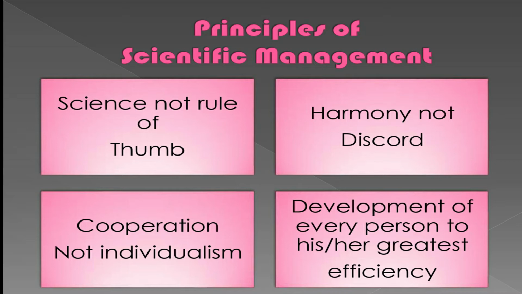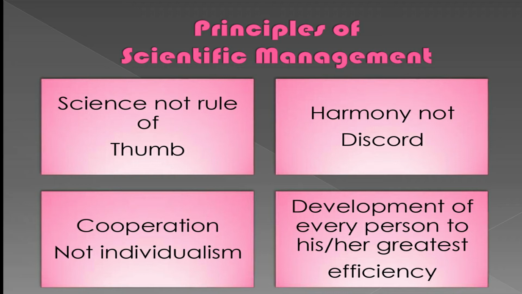The second principle is harmony, not discord. Taylor emphasized on maintaining peace and harmony in the workplace, and there should be no conflict between the managers and the workers. The third principle is cooperation, not individualism. An organization consists of different individuals, and each one of them is equally important. Business is all about teamwork and cooperation, in the absence of which the organization may fail to attain the desired results.